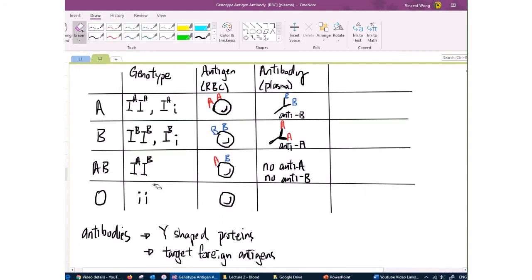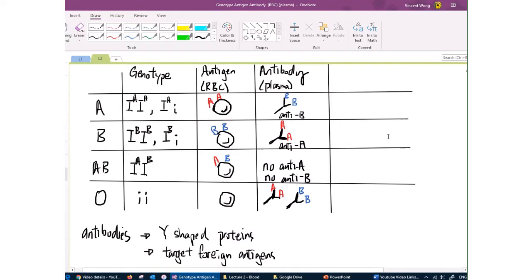If you're a type O person, you don't have A antigen and you don't have B antigen. So both of these would appear to be foreign to your body. So you're going to create anti-A antibodies as well as anti-B antibodies. So you will have both. Okay, so just to clarify, type O is again the absence of A and B, right? There is no such thing as O antigens, so therefore you're not going to create something like anti-O antibodies. There's no such thing.